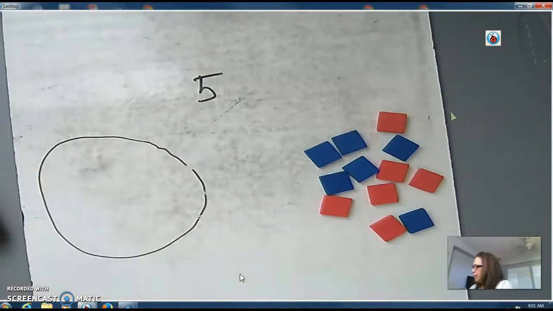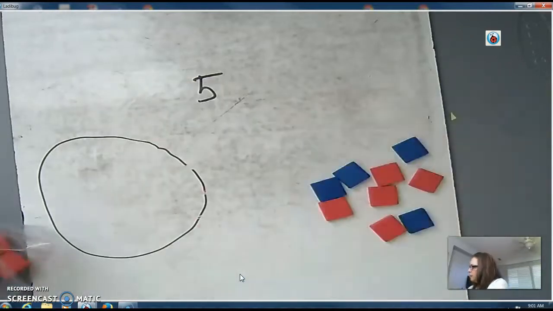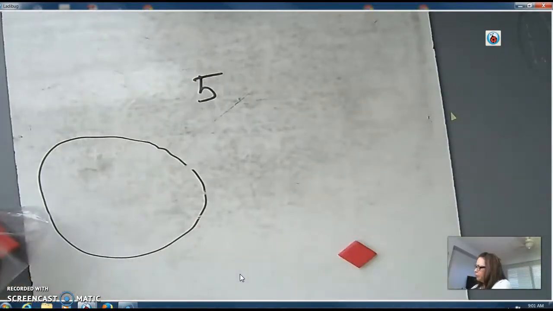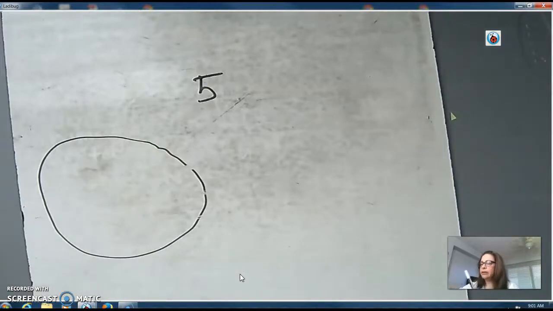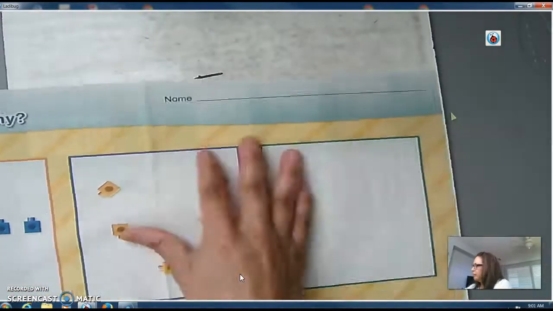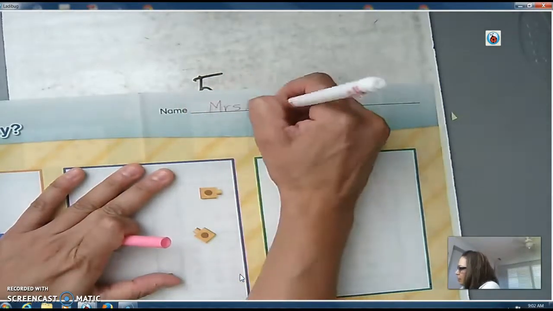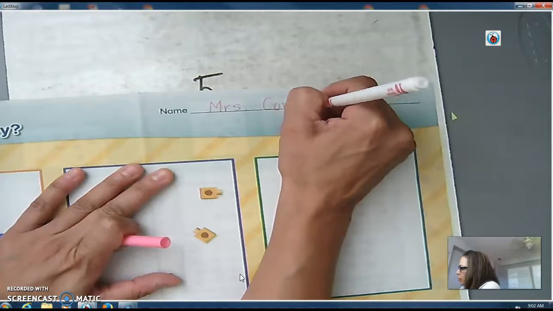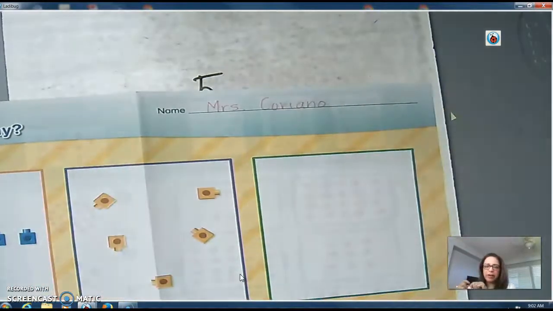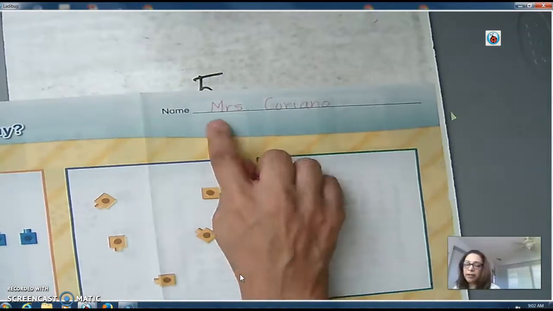Okay, go ahead and take that math page out. And have your pencil ready while Mrs. Coriano cleans up. Alright, and now let's go ahead and get this started. Alright, have your pencil out. Mrs. Coriano's going to use her pen or her marker, and let's write our name. We always write our name because we want to practice writing our name. If you're still writing your name in all capitals, you need to start learning your lowercase, right?